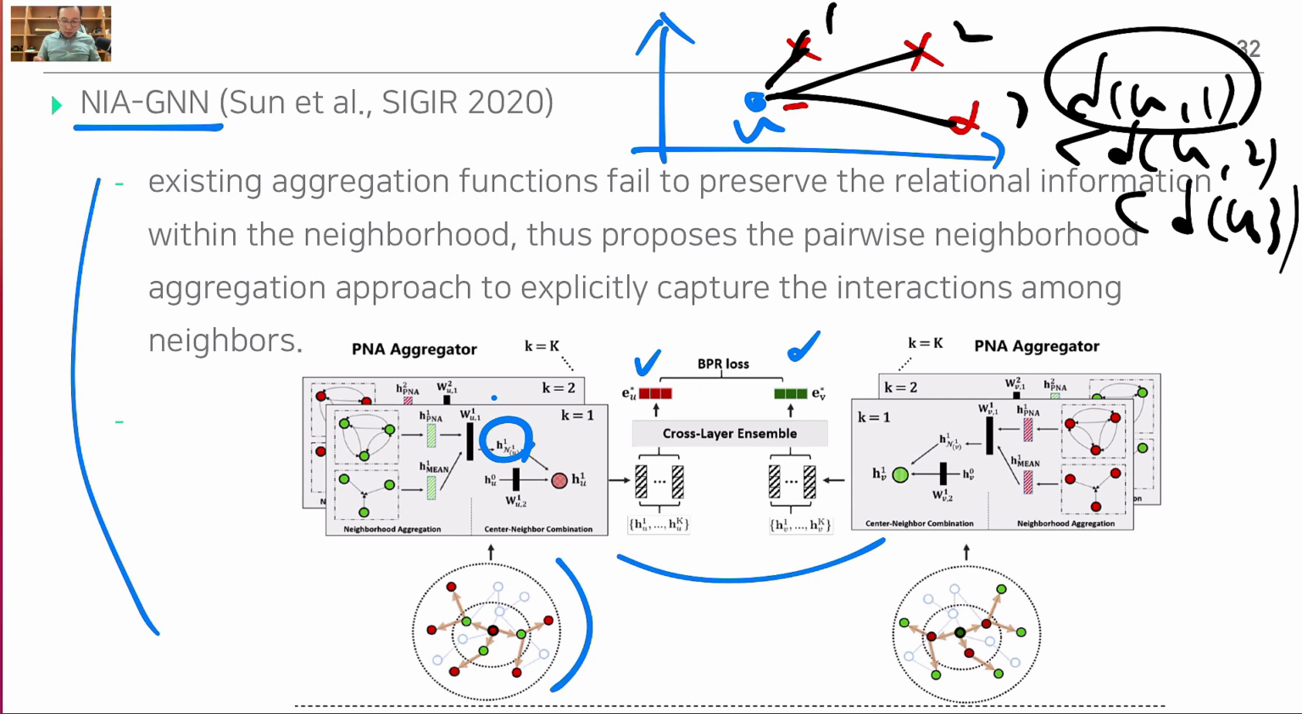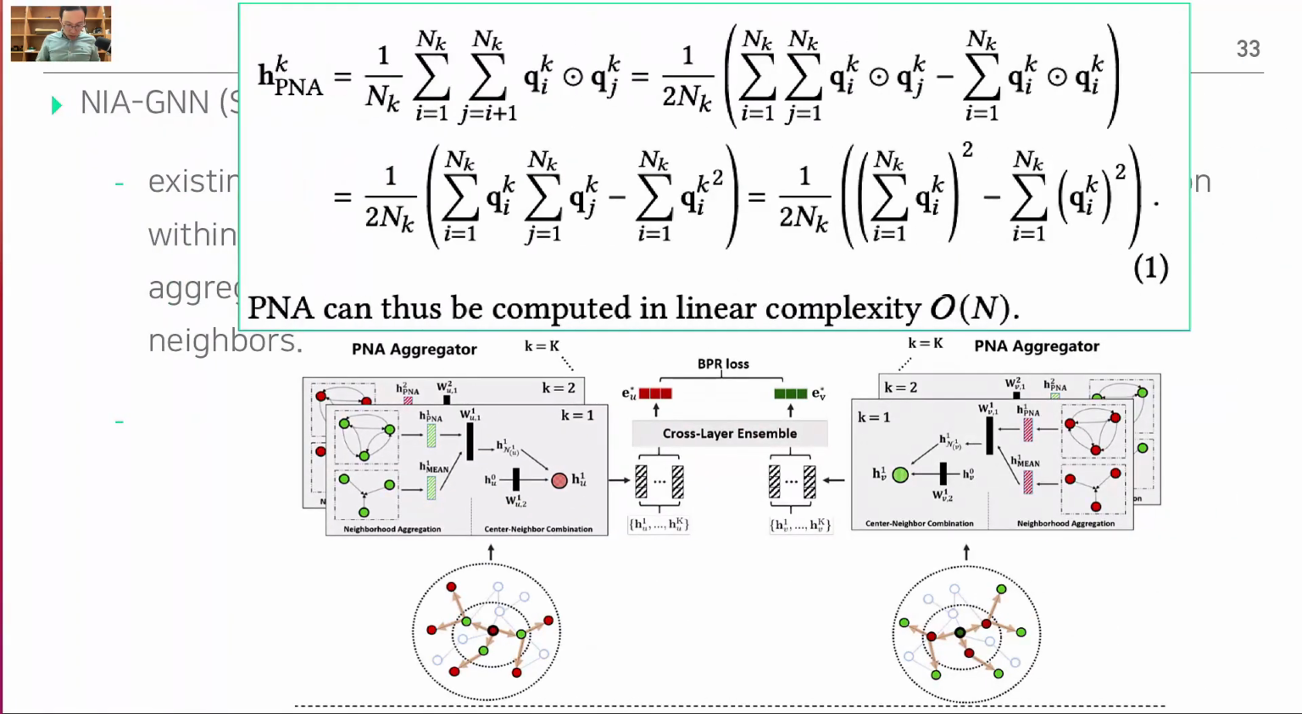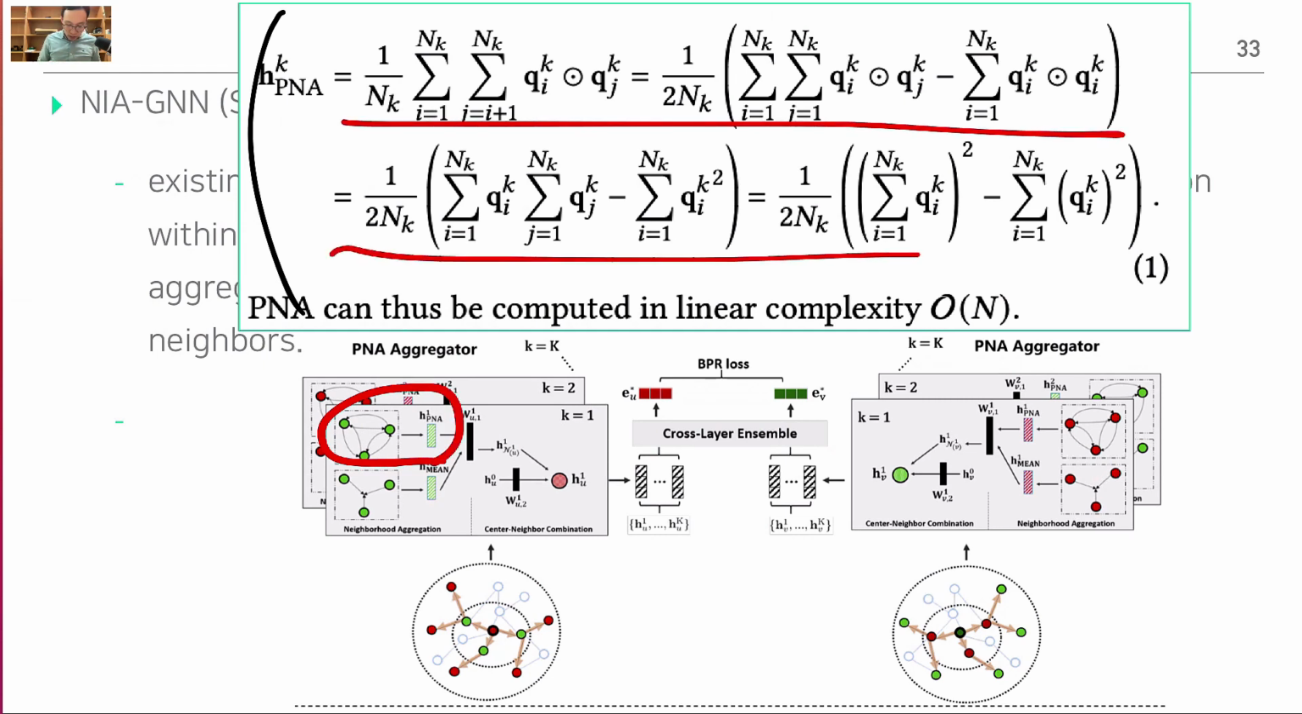So we go into the procedure. To do that, we need to get the final representation of the user and item. Now we are moving toward that. So the NIA-GNN ends here, this part is the computation. If you have time, just follow the equations, it simply decomposes into this and we get this.